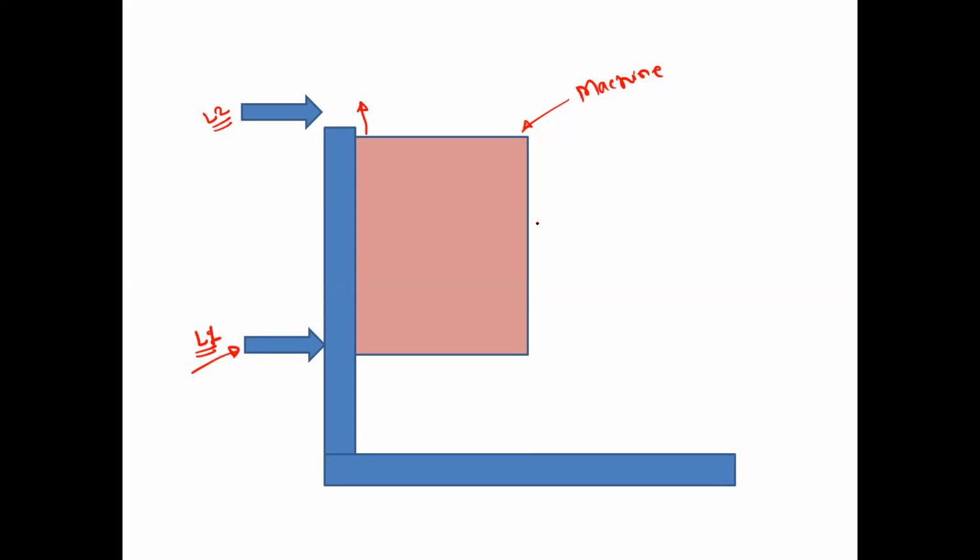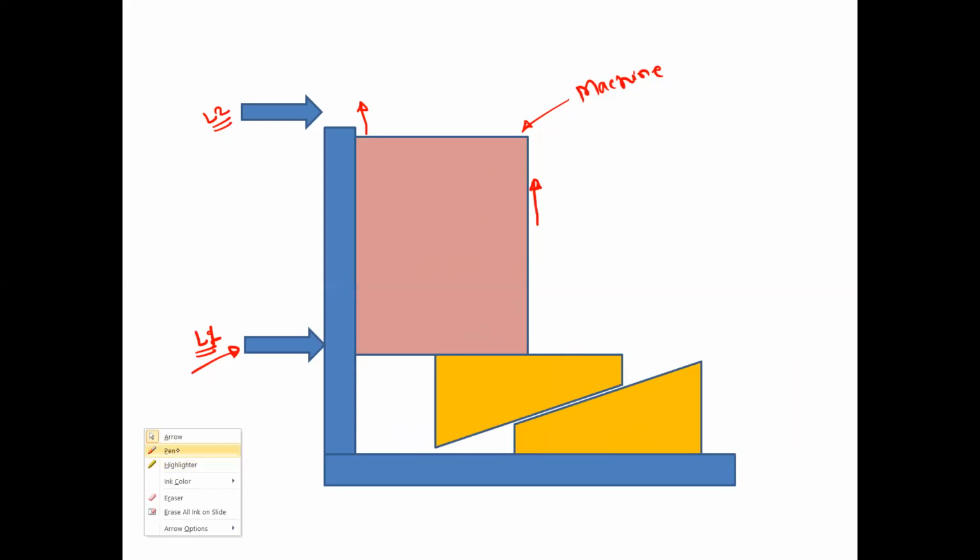So we need to apply some force in this direction so that we can lift that machine. To lift this machine, we can use the wedge arrangement. We are using two wedges. This is wedge 1, and this is the tapered part or the inclined surface. This is the second wedge, having an inclined surface exactly opposite to wedge 1.